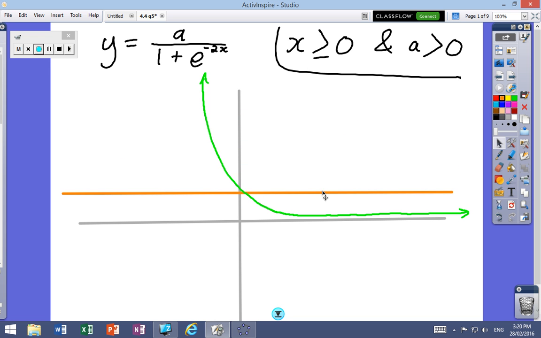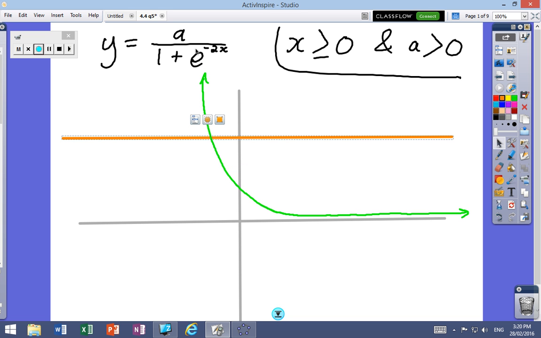No matter where it is, it's always going to be divided by this thing here, this 1 plus e to the minus 2x, when x is greater than or equal to 0, and that would be this green line here. And what we're really doing is exploring the function that's created when we have this a, this horizontal number, divided by this exponential. So I'm going to go ahead and do this, and we'll have a look at what this looks like in a moment.